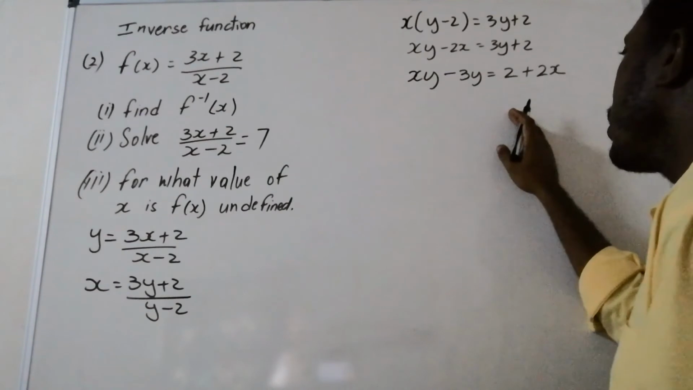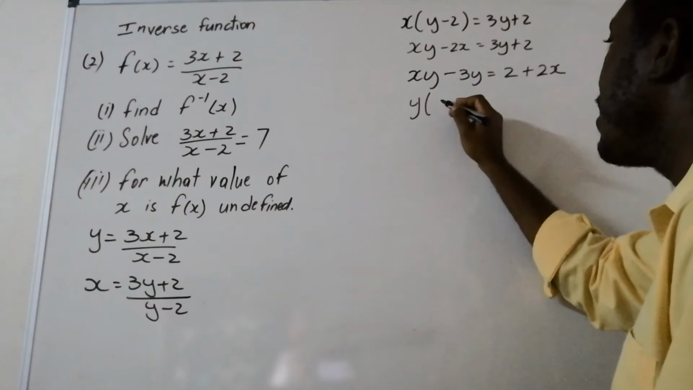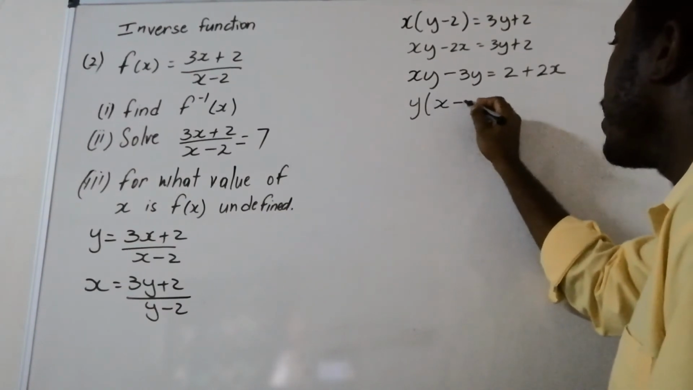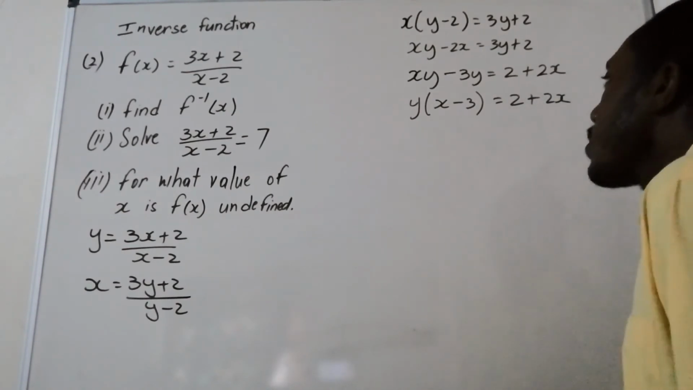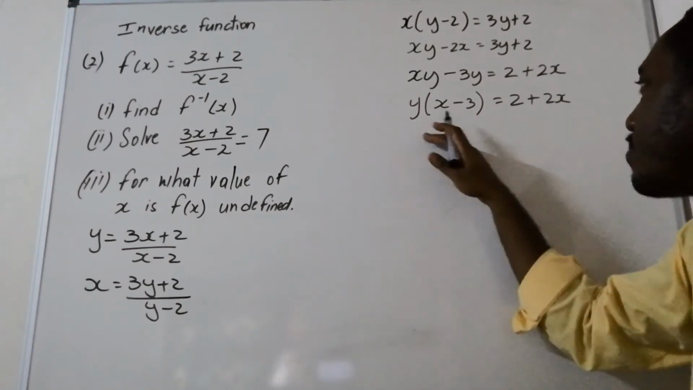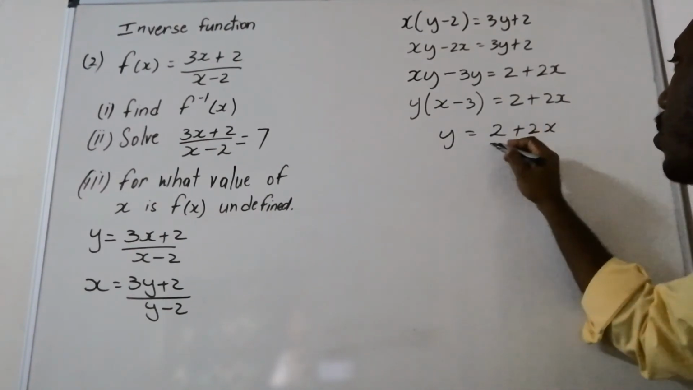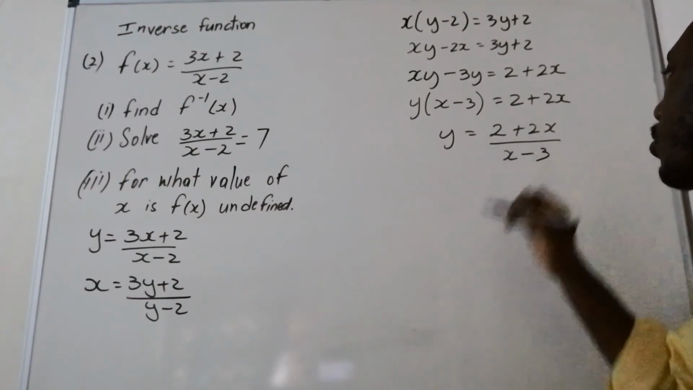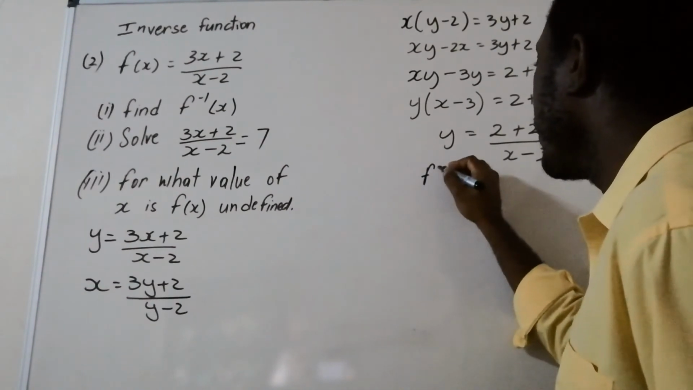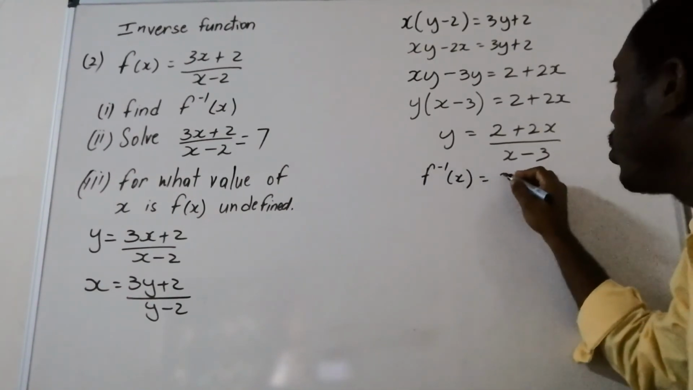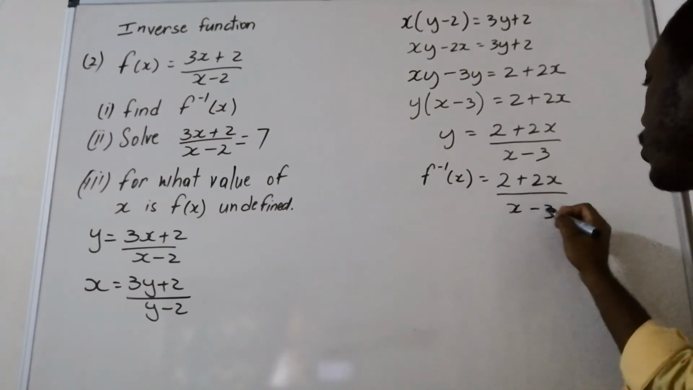Now, factoring out y, our common factor is y, so y times x minus 3 is equal to 2 plus 2x. Since this is multiplying, y will be equal to 2 plus 2x over x minus 3. So there we have the inverse, right? The inverse, f inverse x is equal to 2 plus 2x over x minus 3.